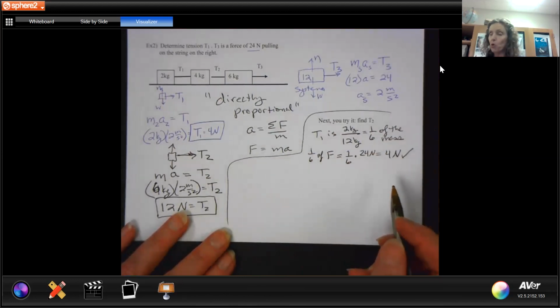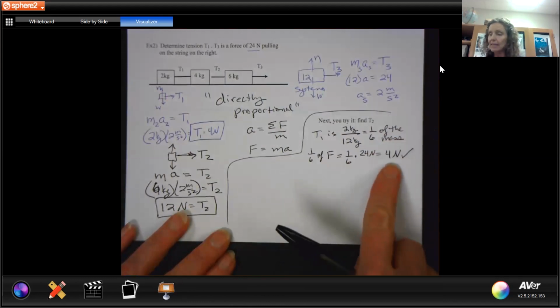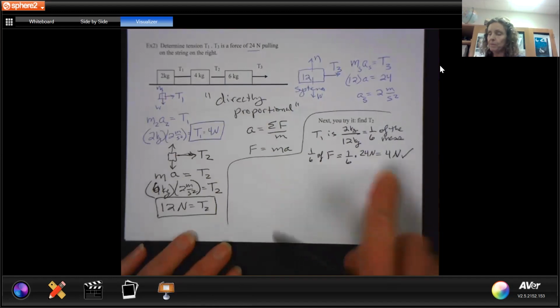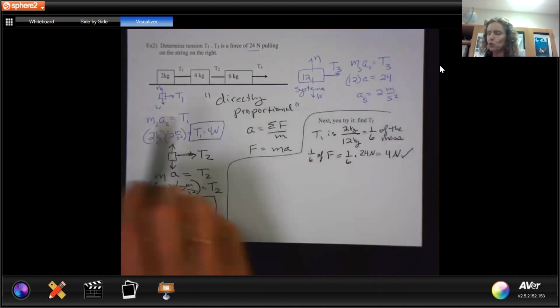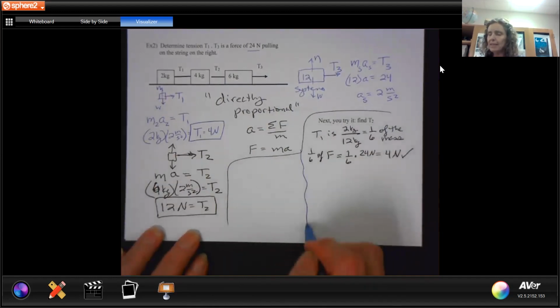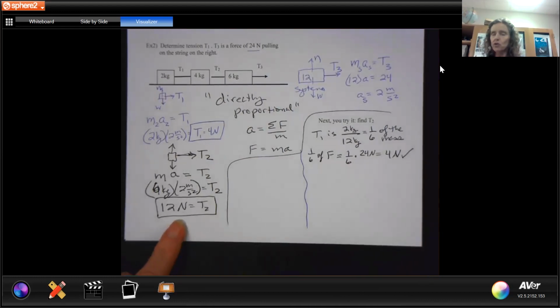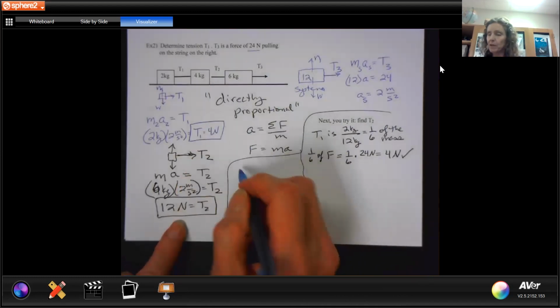Okay, just looking at proportions, I can see that that has to be 4 newtons of the 24 newtons. Let's try that approach again on T2. We said T2 was 12 newtons. Let's look at it in terms of being proportional. How much mass is T2 pulling?